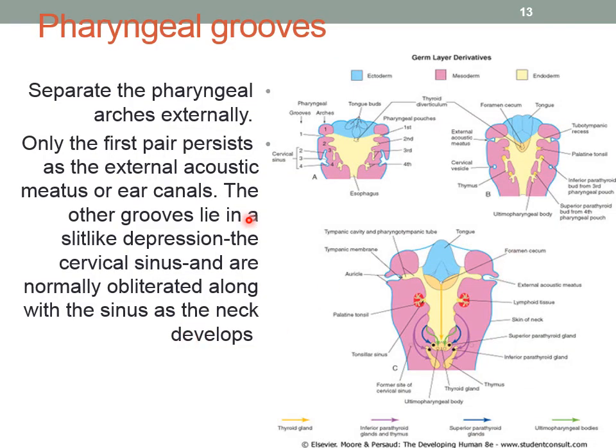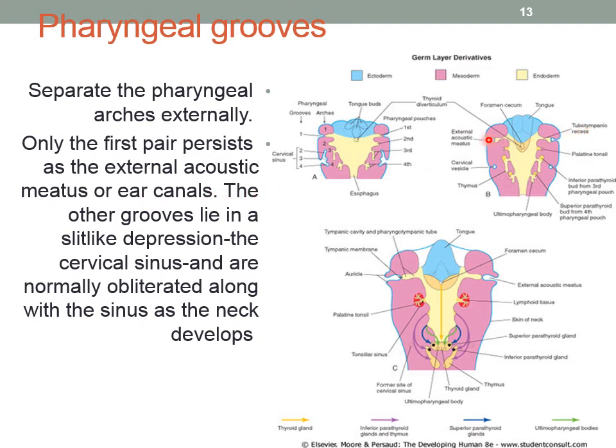What about the pharyngeal grooves or clefts? They separate the pharyngeal arches externally. From outside, we have the pharyngeal clefts or grooves. Only the first pair persists as the external acoustic meatus, or external auditory meatus, or ear canals, the external ear.